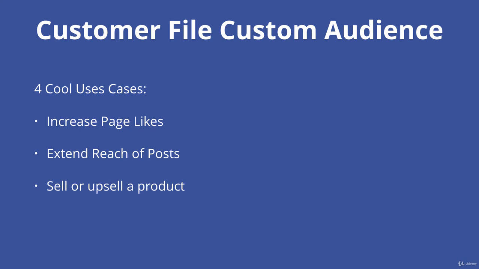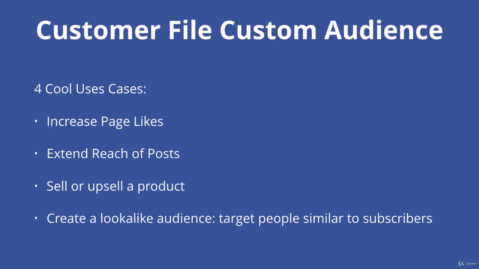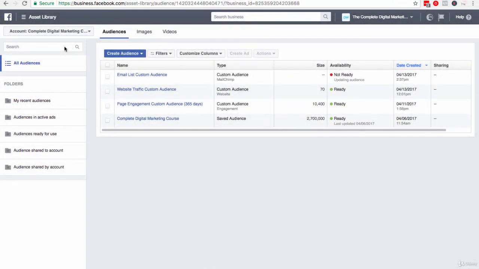Now, the final way that you can use this custom audience is to create a lookalike audience and really target people in your Facebook ads who are similar to your subscribers. I'll show you how to set up a lookalike audience later on, but it is an advantage of, even if you have a small email list, using it as a source for a much bigger lookalike audience. So now that you know how to make a customer file custom audience, go ahead and set one up for yourself, following the steps that you've learned in this video.